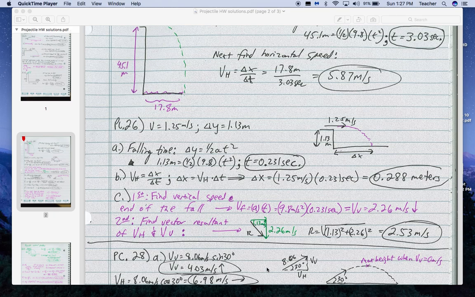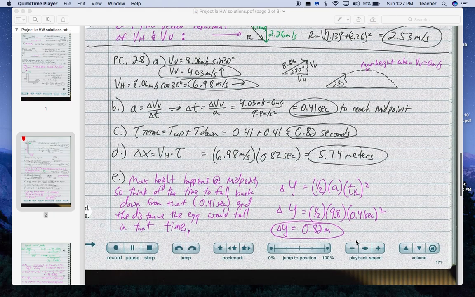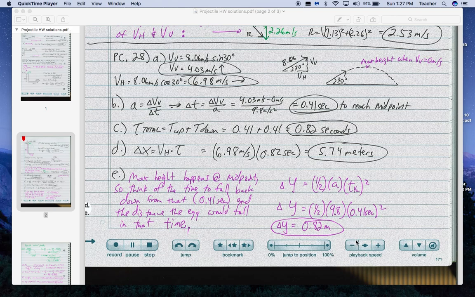So horizontal speed, vertical speed, and then the result was around 2.5 meters per second. So it's going at an angle when it hits the ground. PC28, that is our only one where we have an angle launch projectile.